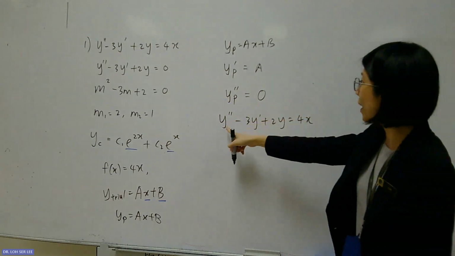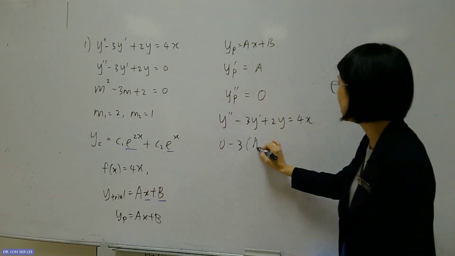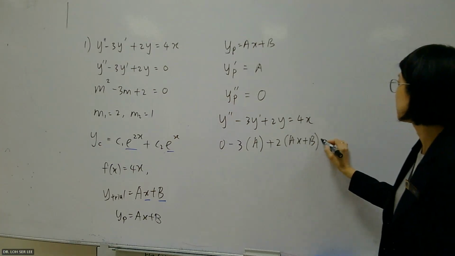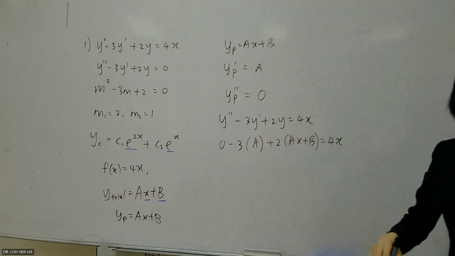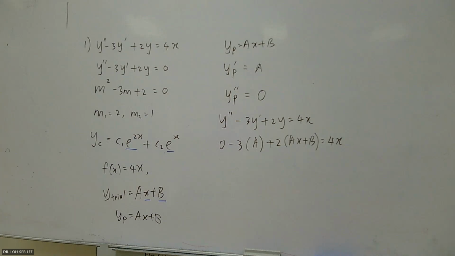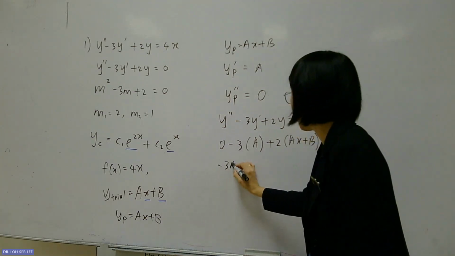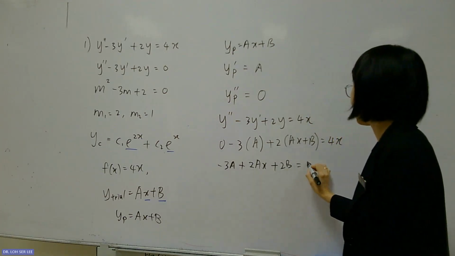Now you substitute y double prime 0, minus 3 times y prime which is a, plus 2 times y which is ax plus b. Substitute the y double prime, y prime and y into here. Then what do you have now? Negative 3a plus 2ax plus 2b on the left.